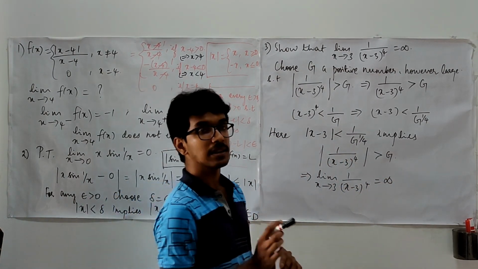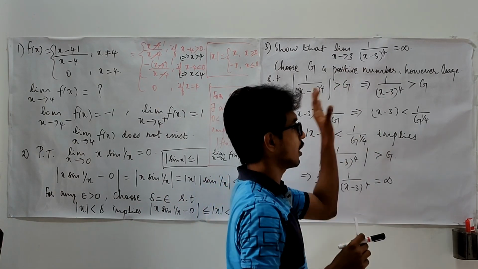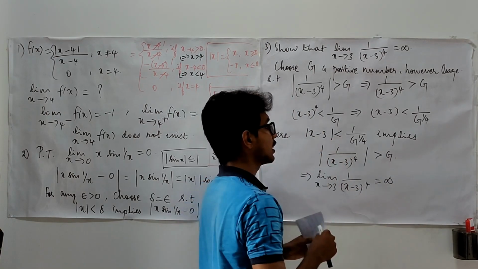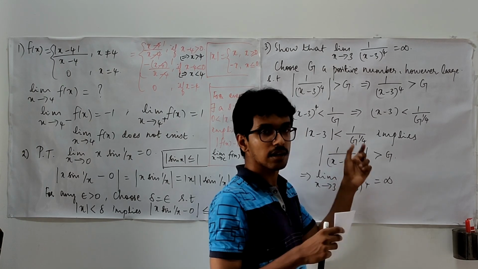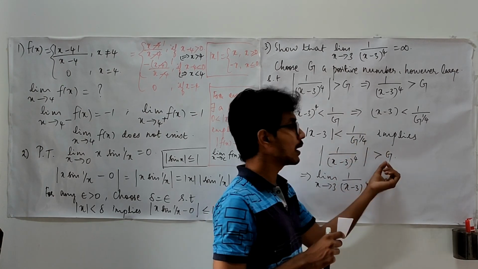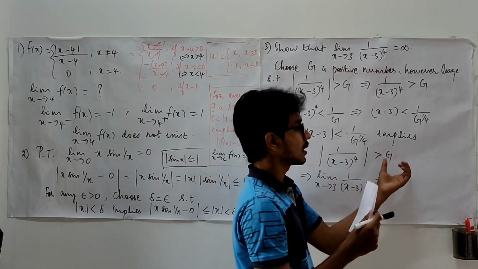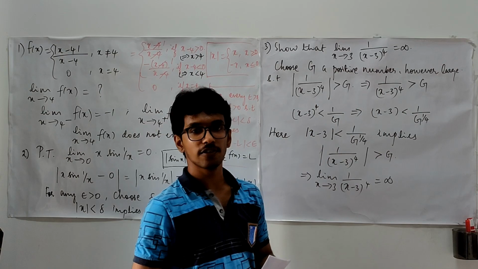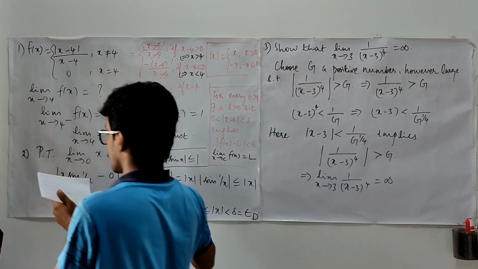Because whatever may be the value of the thing that you choose, you are able to identify some delta value such that this delta condition implies this thing. If you make this value smaller and smaller, this will turn to be a larger and larger one. So this is always bigger than this larger quantity, which means what? It is approaching infinity. Now we will see another problem.